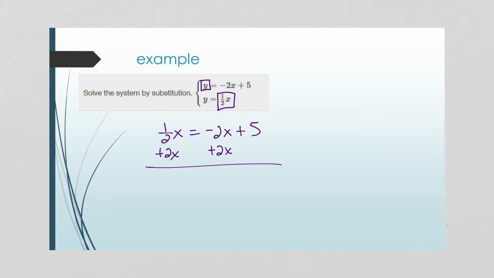And what is 2x plus 1/2 x? Well, it's 2.5 x, right? So that would be what? 5/2 x. And then divide both sides by 5/2. What is 5/1 divided by 5/2? Keep, change, flip.